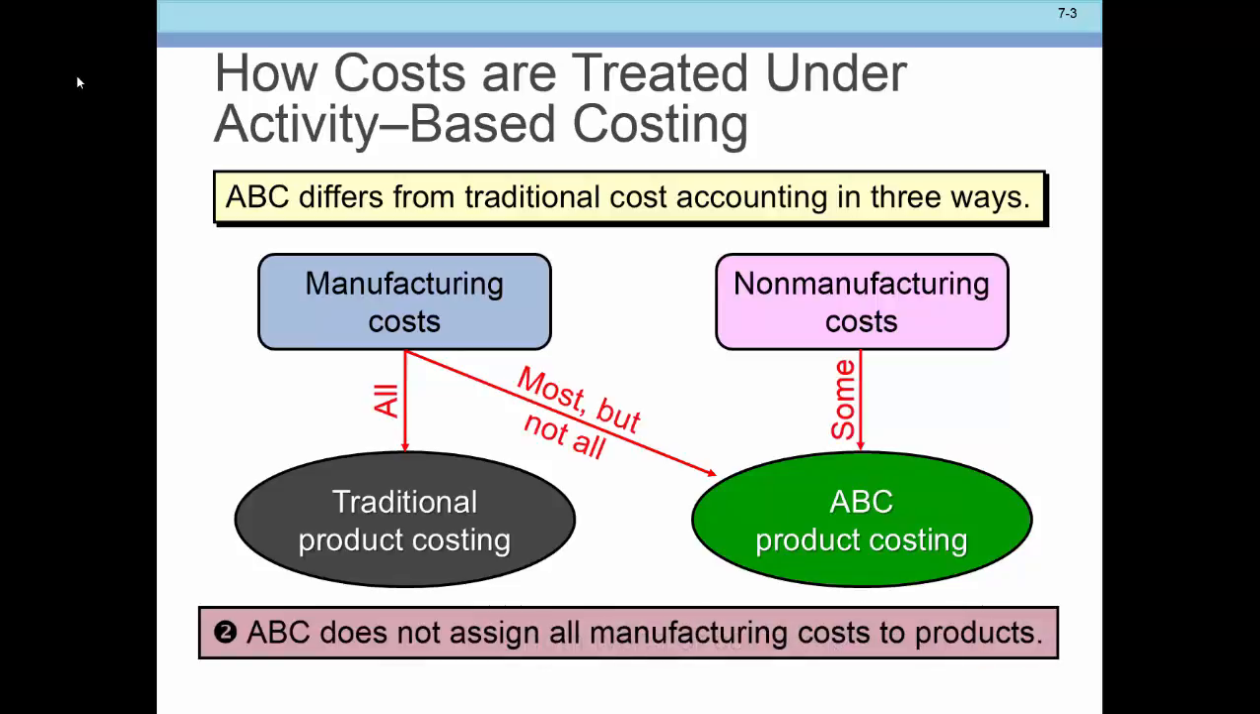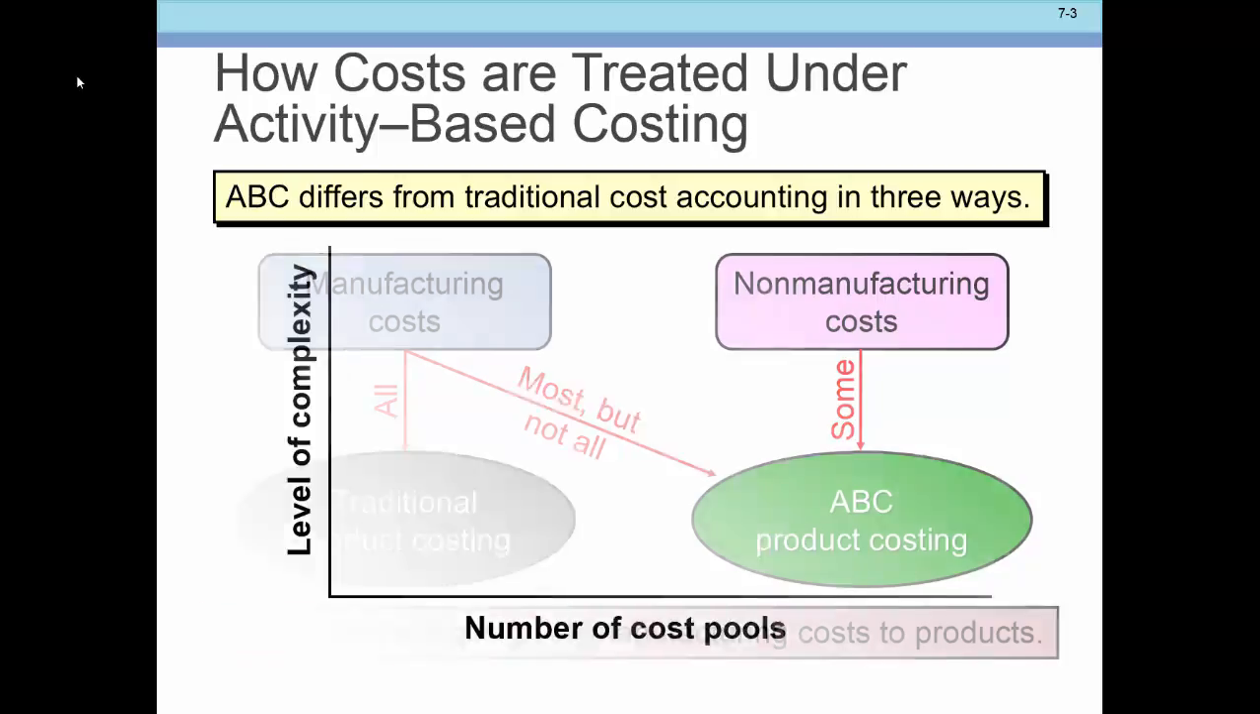Also, with our manufacturing costs, we do not necessarily allocate all manufacturing costs to the cost of our product. There are some that are not really value-added costs, and we actually will not allocate all of our manufacturing costs, only those that relate to specific activities that are used to generate our product.